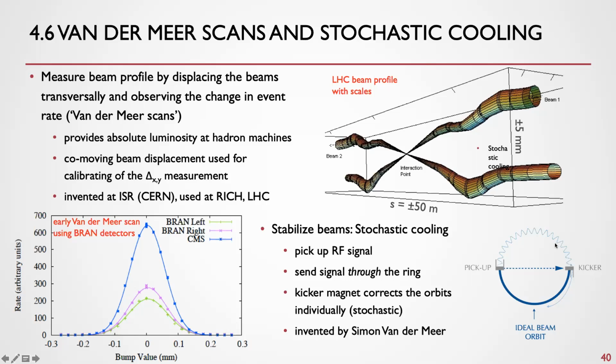What one can do is pick up a signal of this movement at one side of the ring, and because the particles move with the speed of light, you can overtake them by sending a signal with the speed of light across the ring and drive a kicker magnet, for example, or a kicker electromagnetic field that removes this oscillation again.